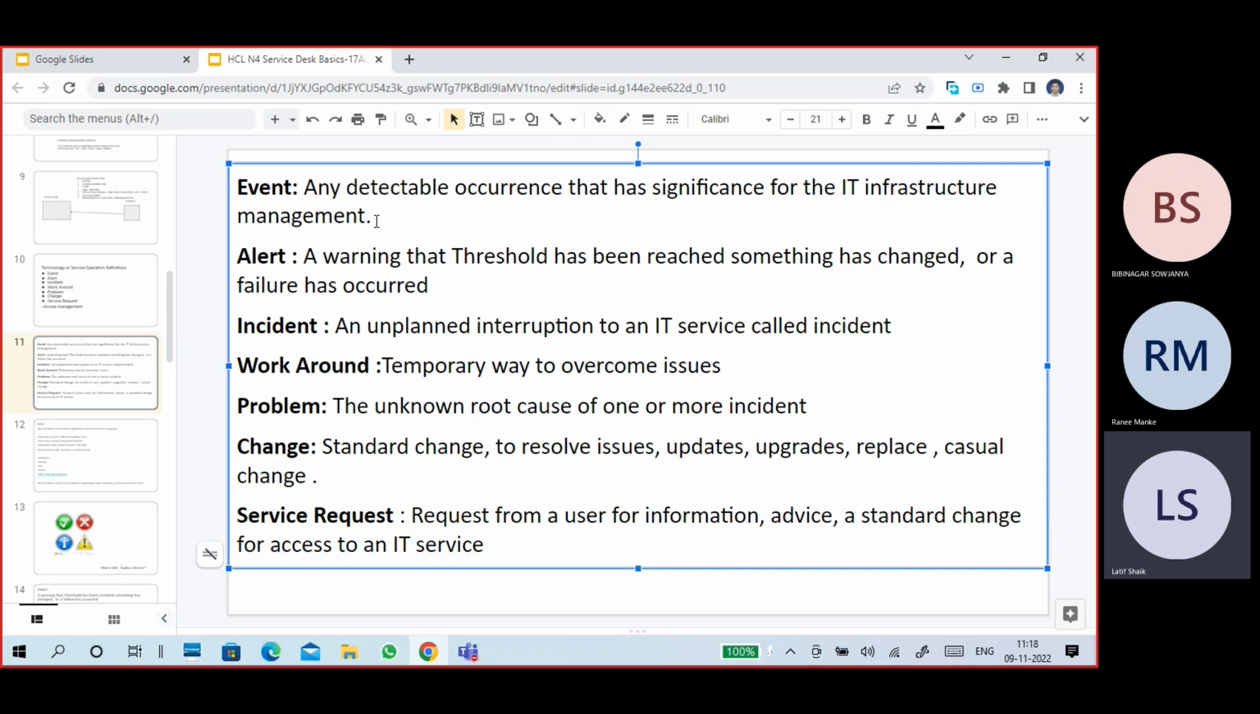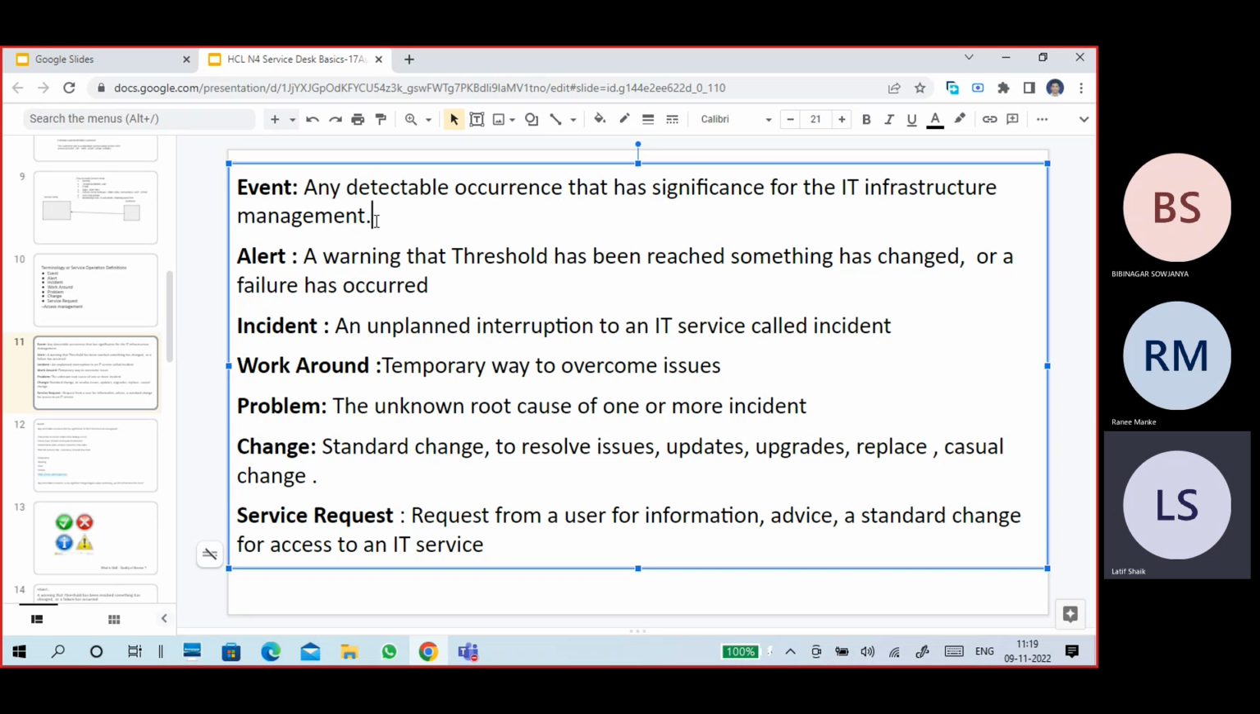Change: standard change to resolve issues, updates, upgrades, replacements, casual changes. For example, a customer requires a change of internet speed. Or say I'm working in an organization and they gave me a laptop with 8 GB RAM, but my work requires 16 GB RAM. Then what do I have to do? I send a request: please upgrade my RAM capacity. Add another 8 GB, then it becomes 16 GB.